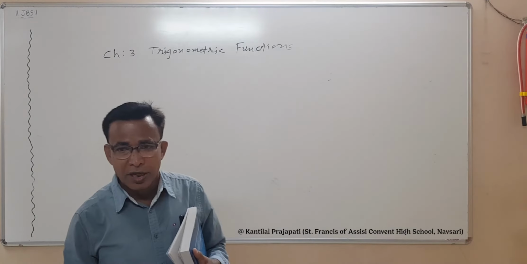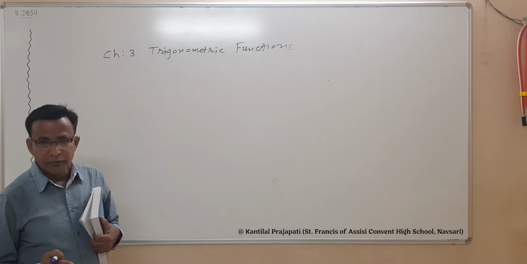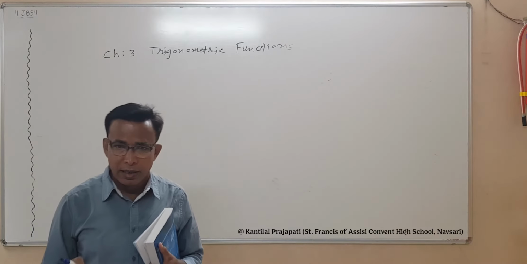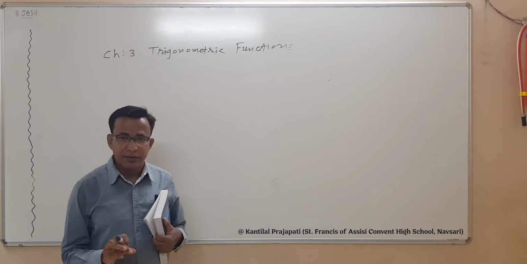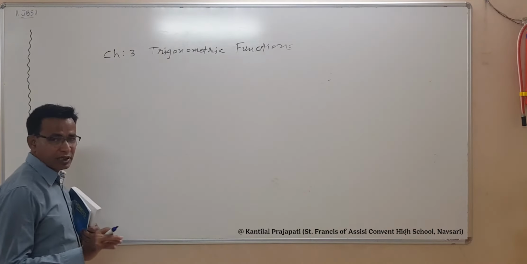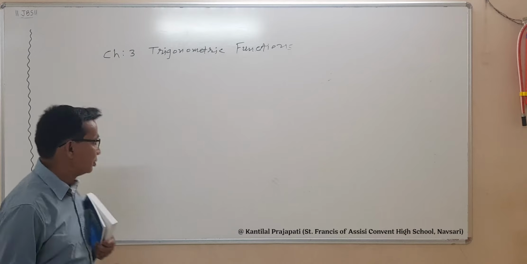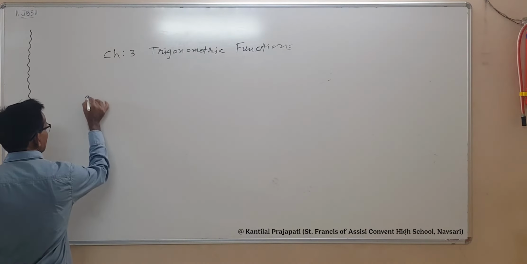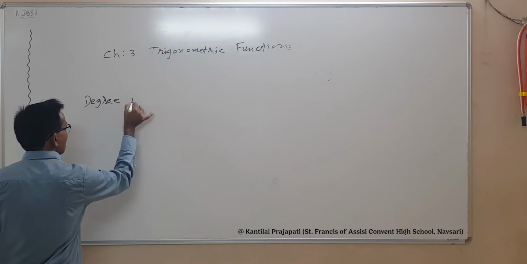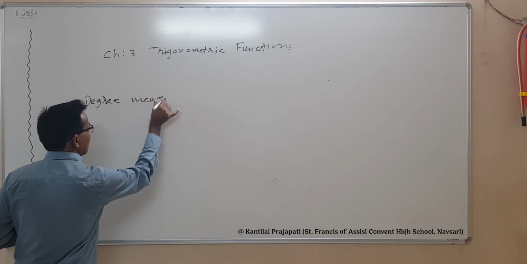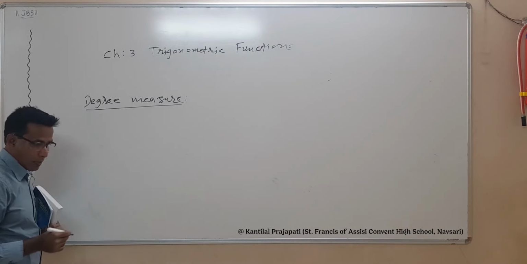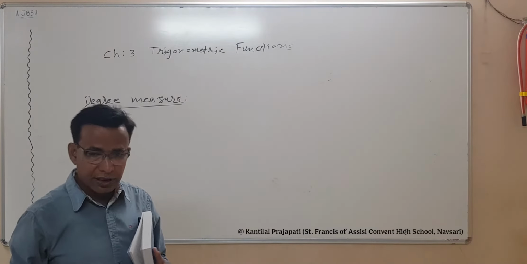Now, to measure the angle, we require a unit. There are two units: degree measure and radian measure. First, we discuss the degree measure. What is degree measure?